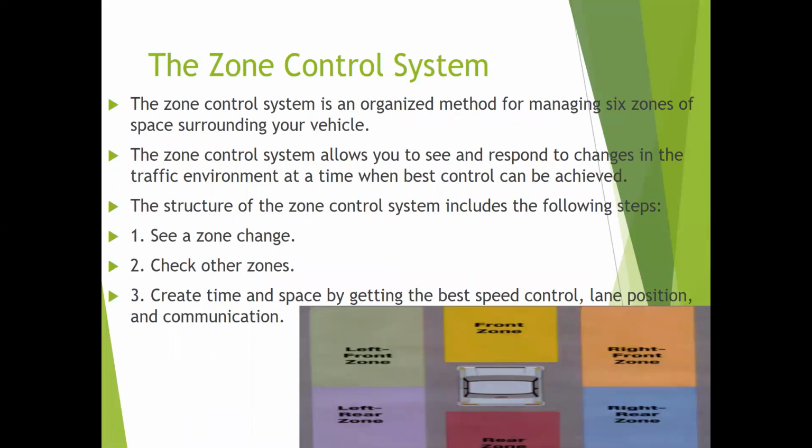The zone control system is an organized method for managing 6 zones of space surrounding your vehicle. The zone control system allows you to see and respond to changes in the traffic environment at a time when best control can be achieved. The structure of the zone control system includes the following steps. See a zone change, okay? Check other zones, create time and space by getting the best speed control, lane position, and communication.